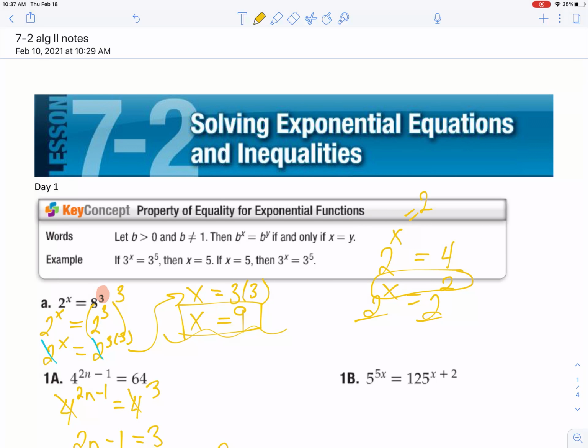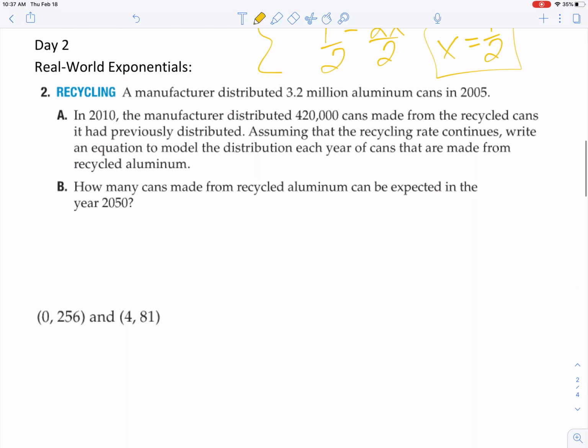Welcome to 7-2, day 2. So now we're going to actually write some exponential functions. Now, if you remember the other day, we learned what the formulas were.